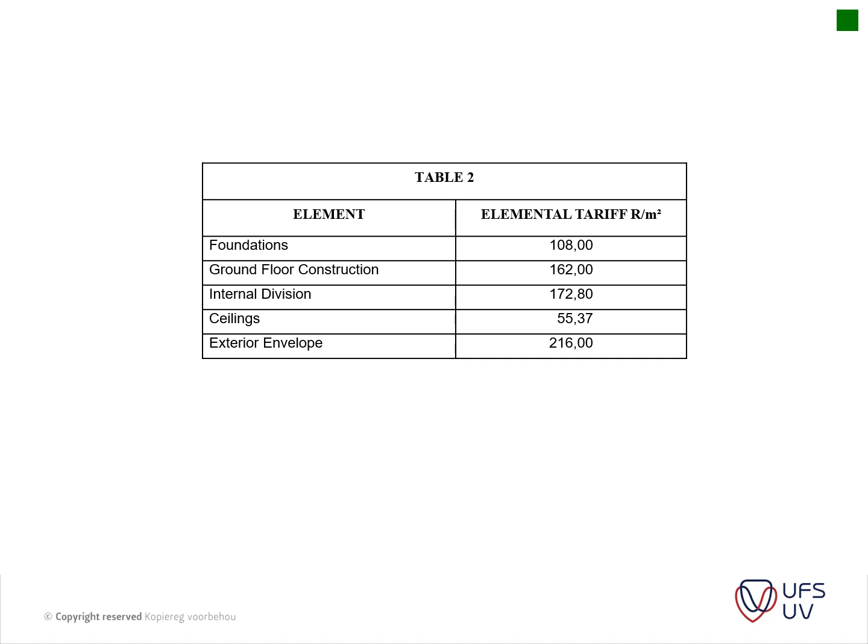So the foundations had an elemental tariff of 108 rand, ground floor construction is 162 rand, and then your internal divisions are another 172 rand and 80 cents. Ceilings, your external envelope. Okay, so this was what your junior QS has developed up to that morning, and now you've got this information, and now you need to finalize your estimate going forward.